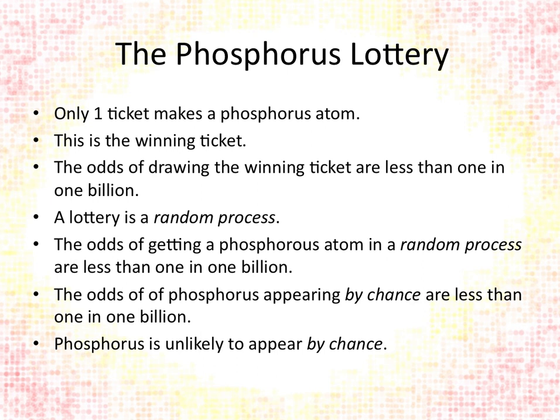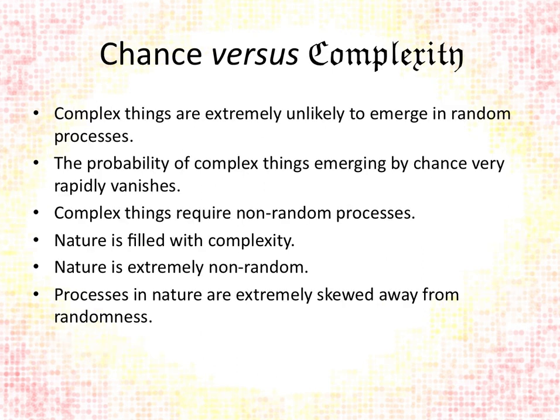Now a lottery is a random process. So the odds of getting a phosphorus atom in a random process are less than 1 in 1 billion. The odds of a phosphorus atom appearing by chance through random collisions of protons are less than 1 in 1 billion. And that means phosphorus is extremely unlikely to appear by chance. So we have chance versus complexity. Complex things are extremely unlikely to emerge in random processes. The probability of complex things emerging by chance very rapidly vanishes. It drops towards 0. Complex things require non-random processes.